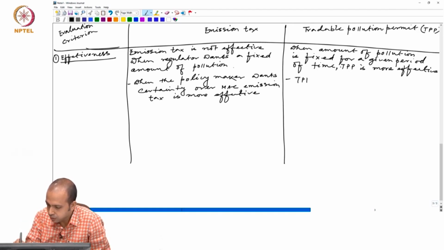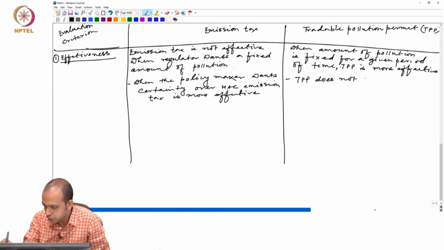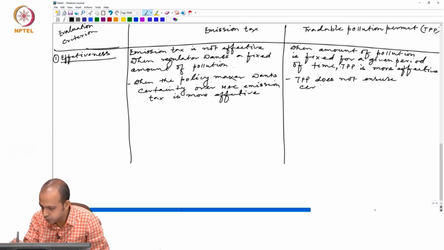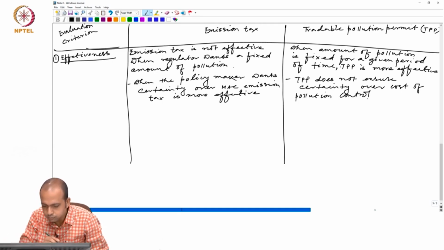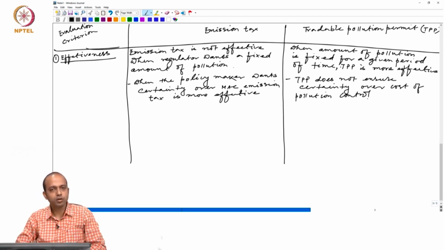TPP does not ensure certainty over the cost of pollution control. So, these are the two alternative cases.